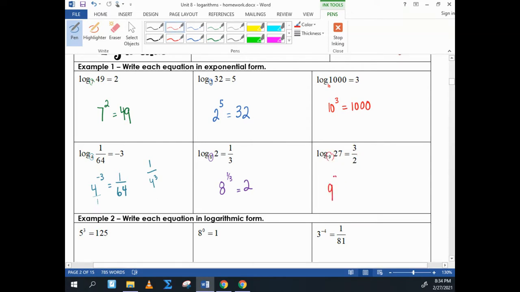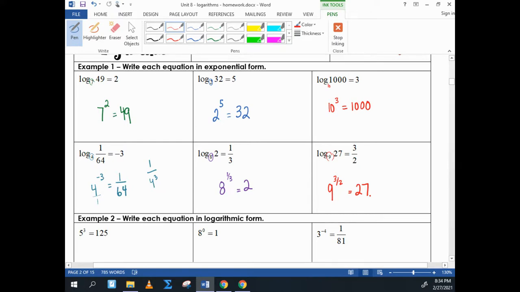All right, this last one, my base here is 9. I'm going to raise it to the other side power, and it is equal to 27. Again, just remember this number in the bottom is a root. So this is the second root, or the square root of 9. Square root of 9 is 3. Then you've got to raise that to the third power. 3 times 3 times 3 gives you that 27.